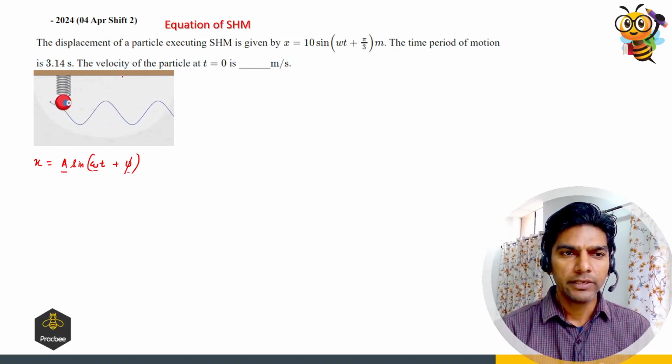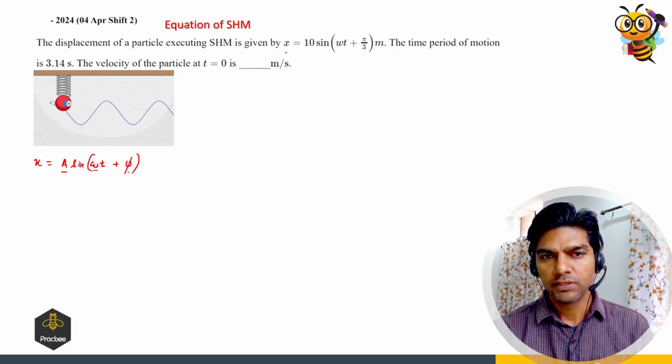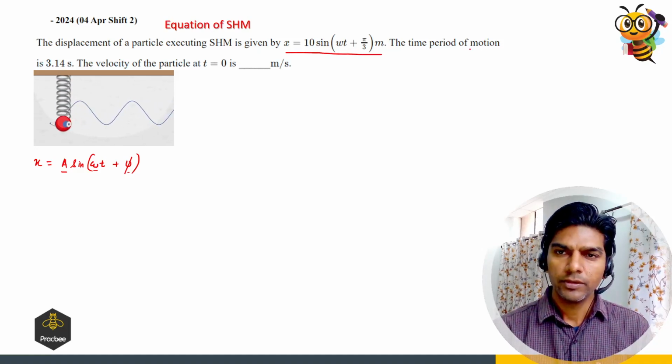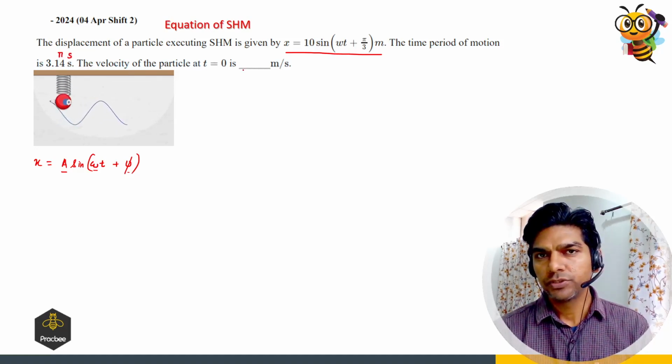Now let us read the question. The displacement of the particle executing simple harmonic motion is given by this equation. The time period of motion is 3.14, or you can say π seconds. Find the velocity of the particle at t equals 0.